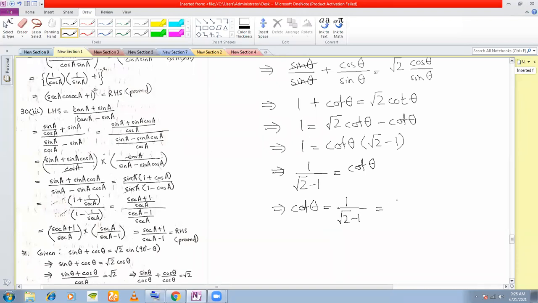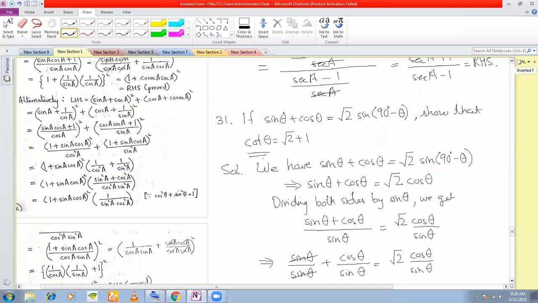Rationalize the denominator, multiply numerator and denominator by root 2 plus 1. You get root 2 plus 1 divided by root 2 square minus 1 square, which is nothing but root 2 plus 1. And that is what you had to show. You had to show that cot theta is equal to root 2 plus 1. Fine.